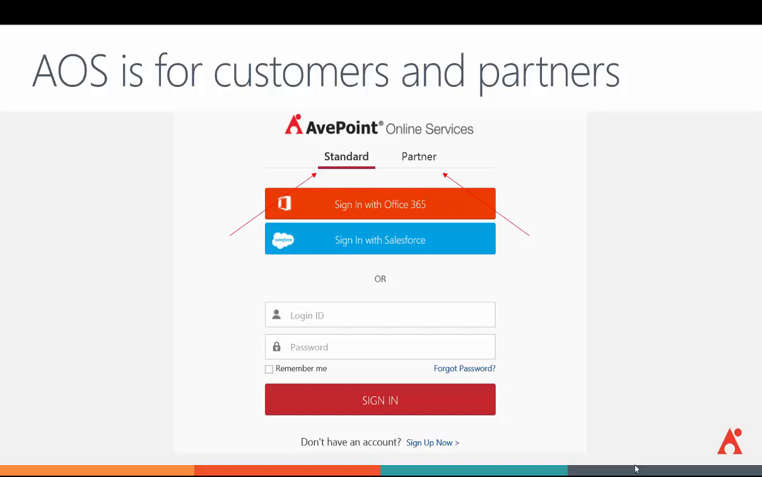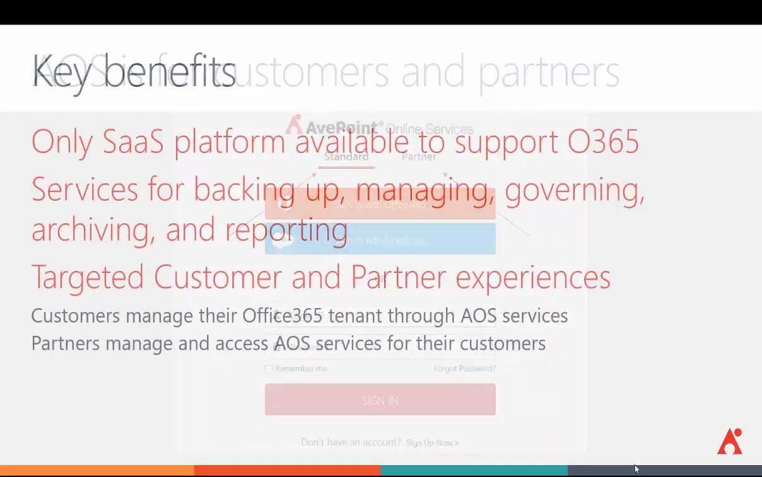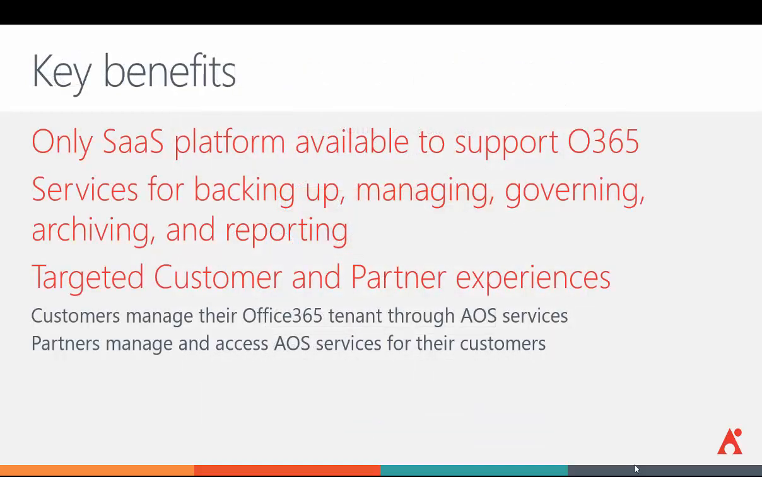We also have a partner interface as well, primarily for managed service partners. A managed service partner is typically an organization that has their own Office 365 customers, essentially taking the role of that customer's administrator. So when that customer needs a backup, they contact the MSP, who then logs in on the customer's behalf, goes to the software, and then runs the restore. To summarize, AvePoint Online Services is the only SaaS platform available that supports Office 365.